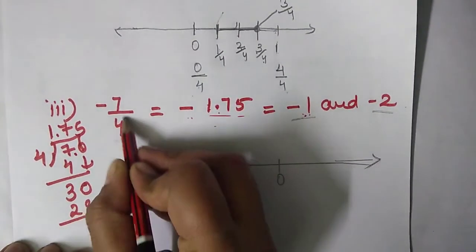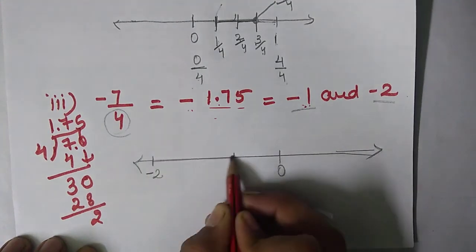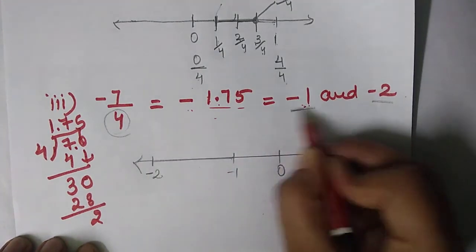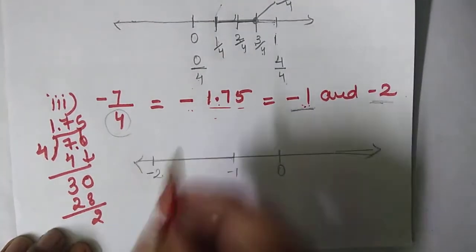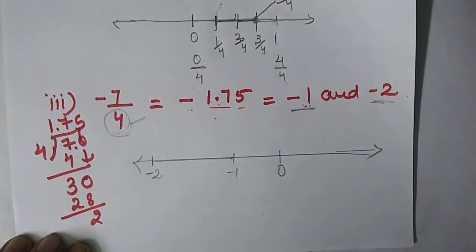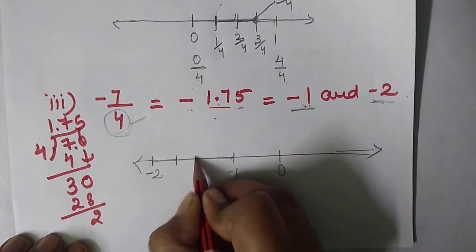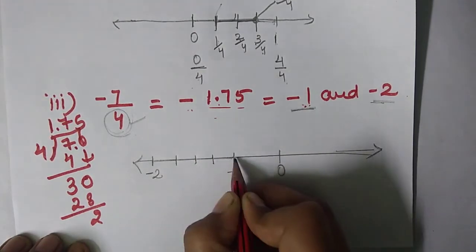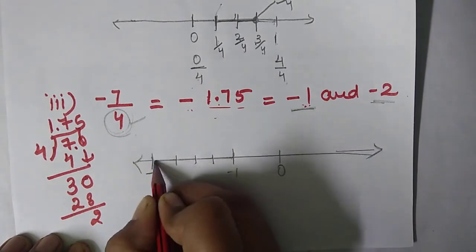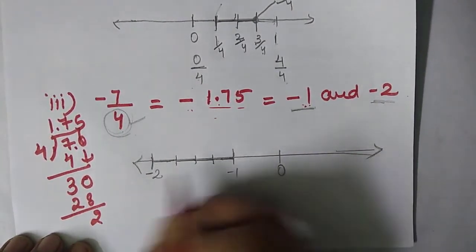Now in the denominator we have 4. So you have to divide this distance, which is between minus 1 and minus 2, into 4 equal parts, because we have the denominator 4. So divide this distance into 4 equal parts. This is 1, 2 and 3 and 4. Okay, so these are the 4 equal distances. These must be equal.